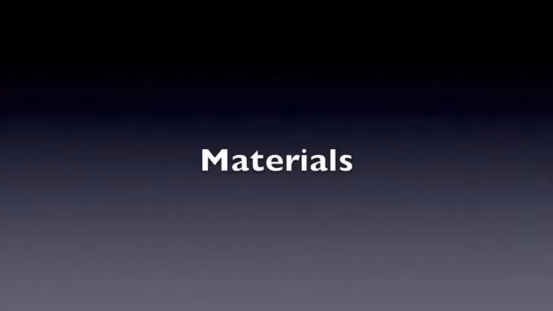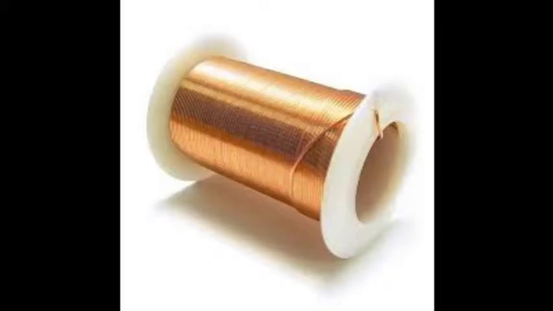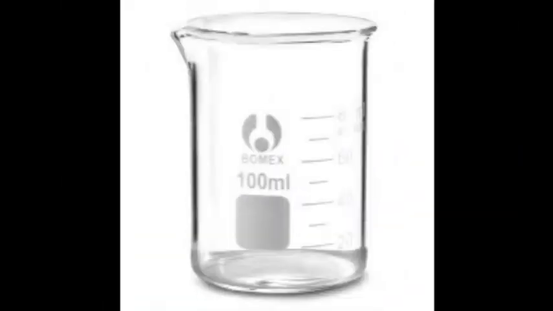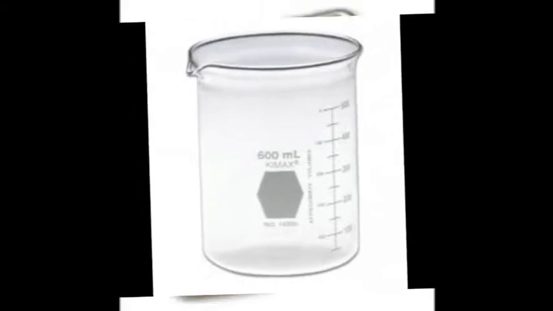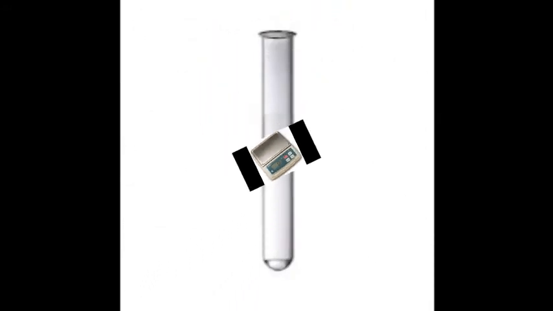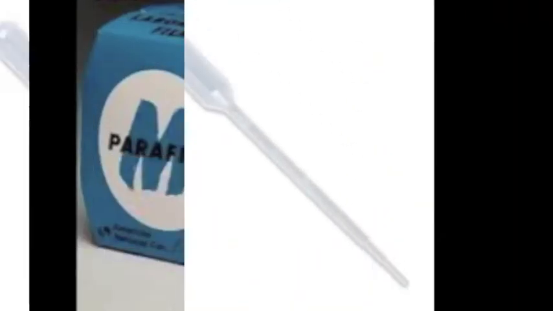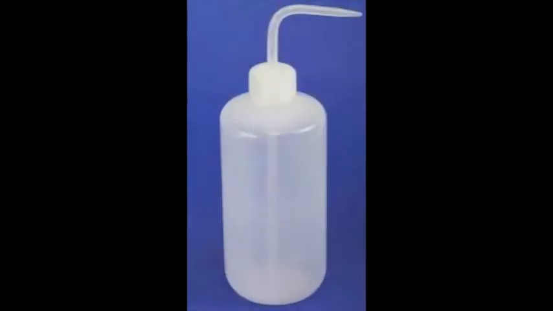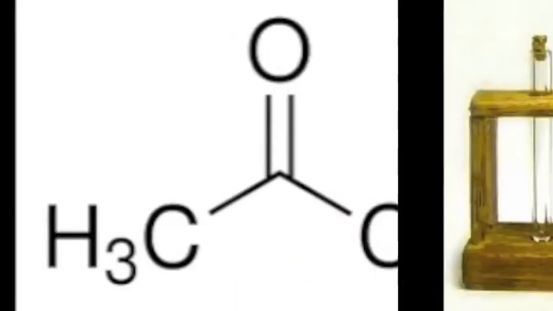The materials for the copper-silver nitrate reaction lab are one 6-inch piece of copper wire, 15 milliliters of 0.1 molar silver nitrate, one 100 milliliter beaker, one 600 milliliter beaker, one digital scale, one glass test tube, parafilm, one pipette, one stirring rod, labeling tape, one H2O water wash bottle, acetone, test tube rack, and a drying oven.